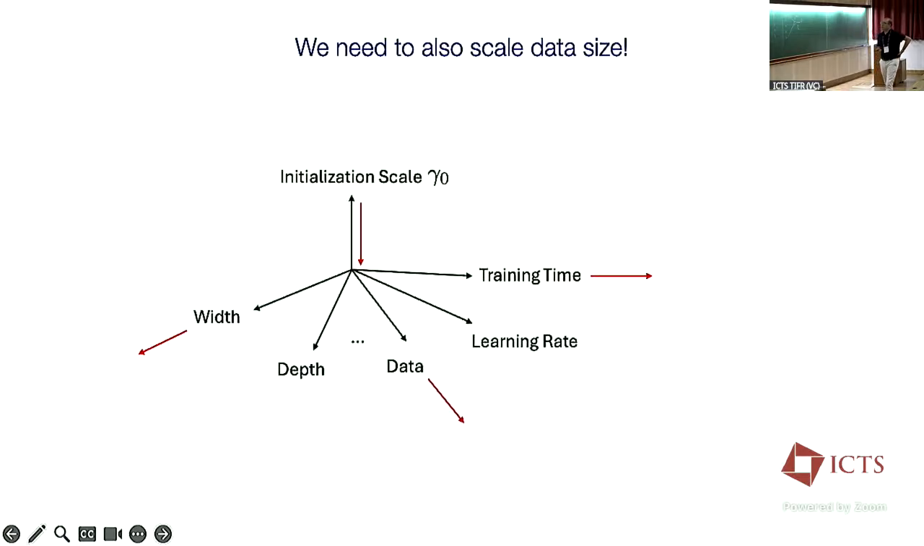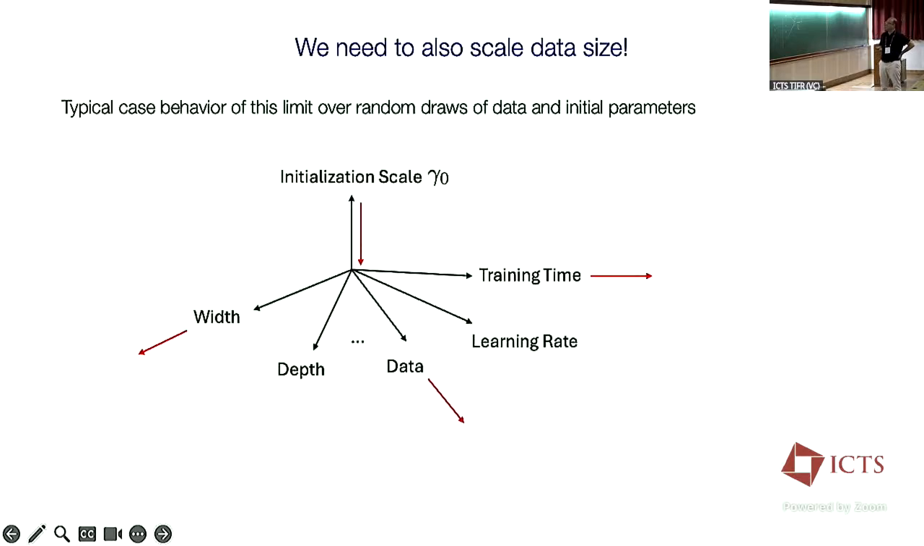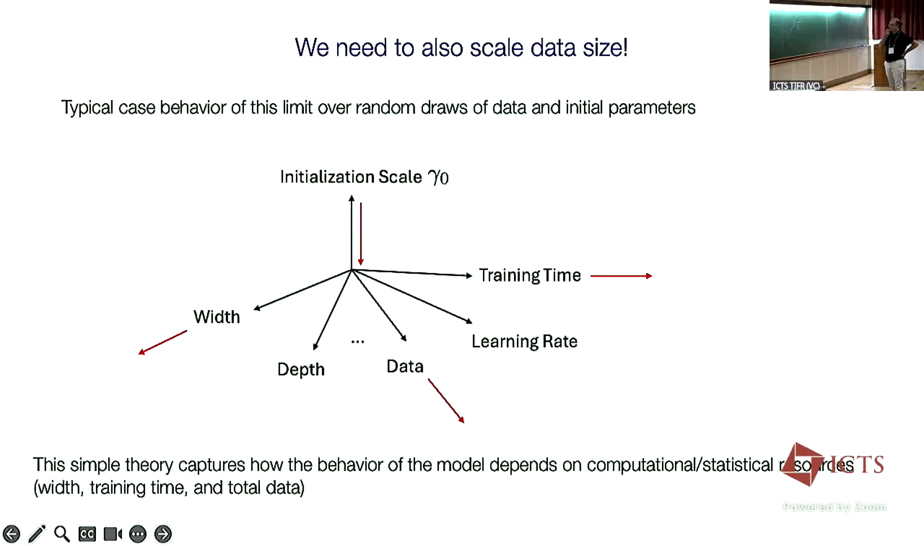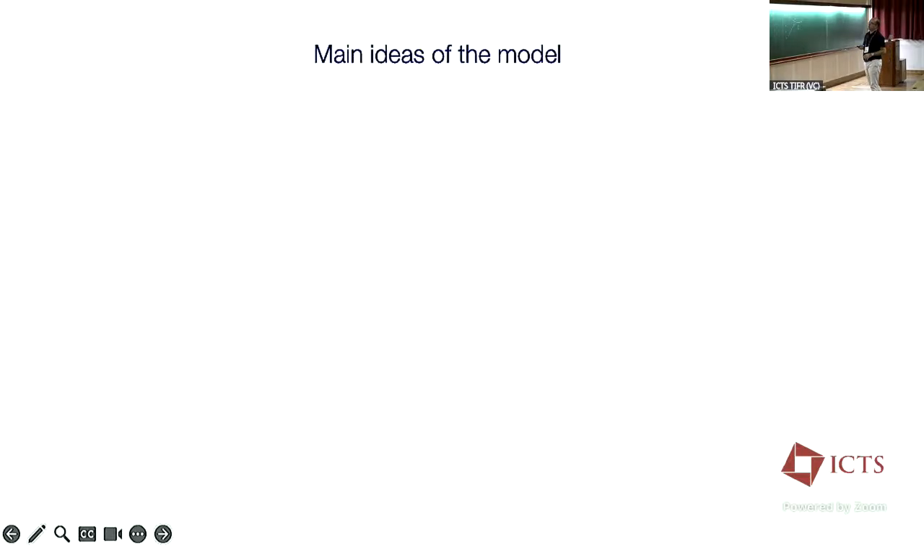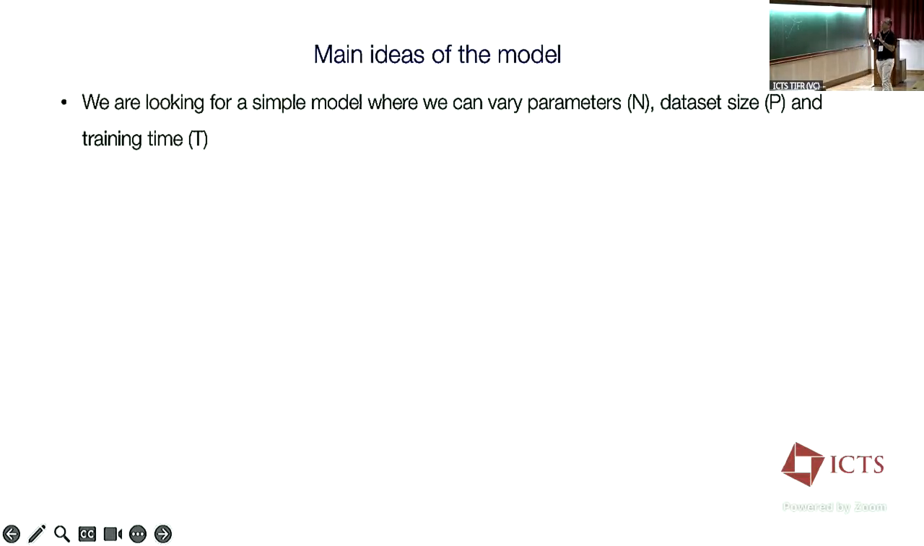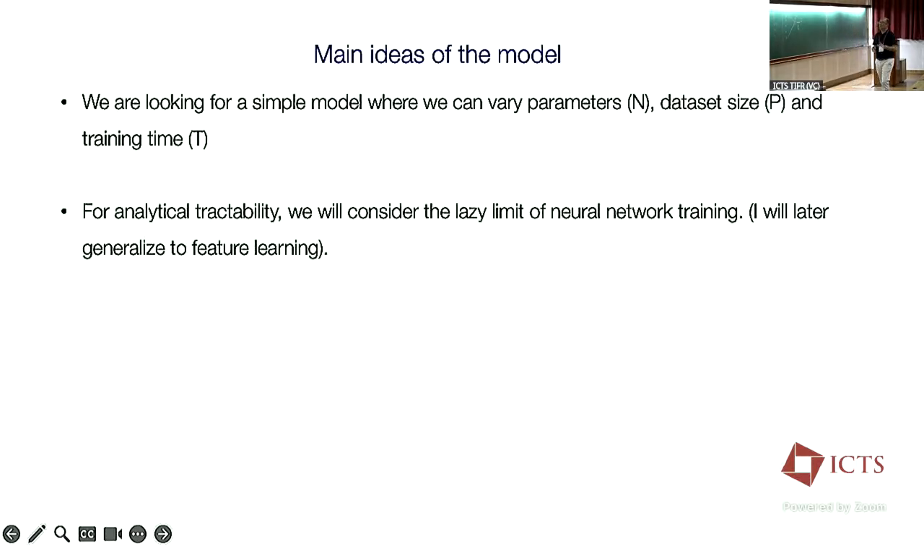The new novelty is that we now have to also think about scaling data size. This is again like Andrea described yesterday. We'll try to construct the simplest model which has these notions of data size, training time, and width, so we can see the trade-offs between them. Here are the main ideas of the model. I'm looking for a simple model where we can vary parameters, data set size, and training time. For analytical tractability, I'll consider the lazy limit of neural network training. I'll comment on a slight generalization to feature learning after this.